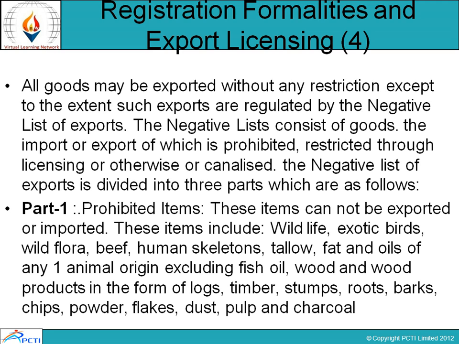These items include any kind of wildlife, any kind of exotic birds, wild flora, beef, human skeletons, tolls, fat and oil of any animal origin excluding fish oil, wood and wood products in the form of logs, timber, stems, roots, barks, chip, powders, flakes, dust, pulp and charcoal. So these are prohibited items, which you cannot export or import at all.